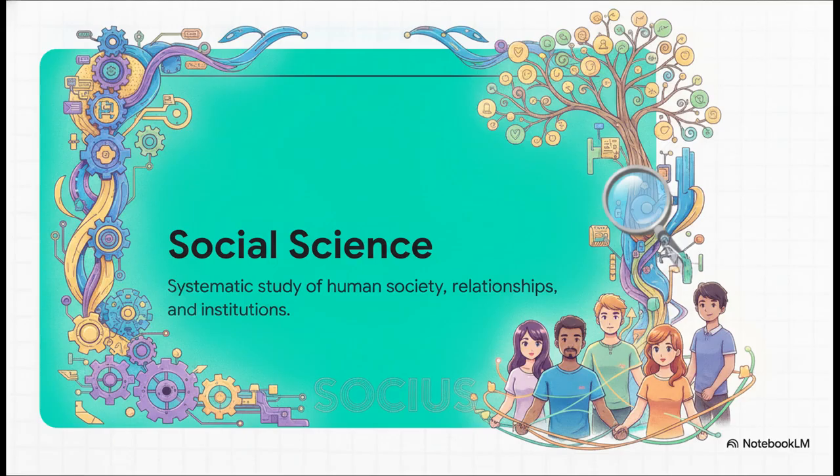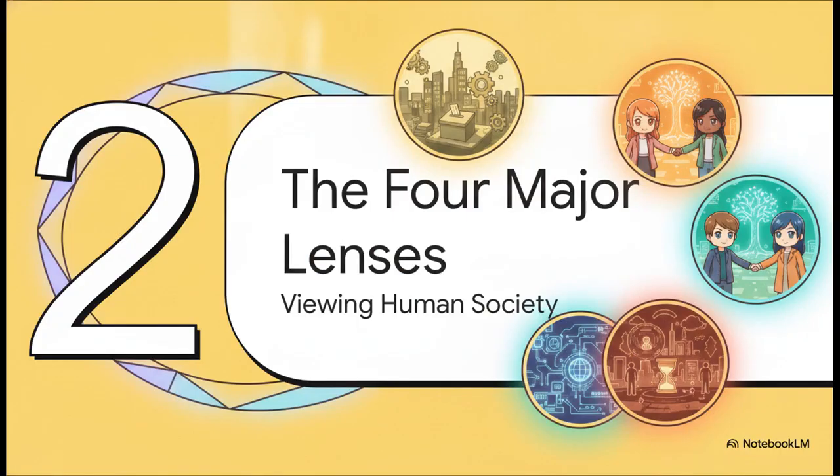And here's a kind of fun fact for you. The word society actually comes from the Latin word socius, which literally means companionship or association. So fundamentally, we're studying how the idea of living together shapes our behavior, and why we don't all just live alone in the woods. Moving on to section 2, the 4 major lenses.